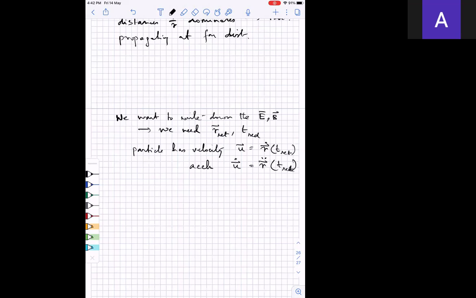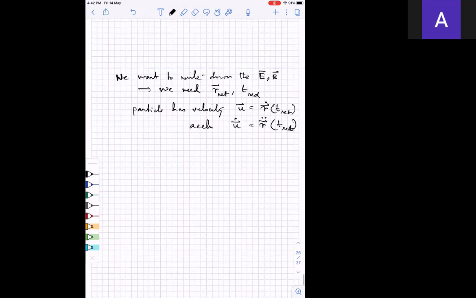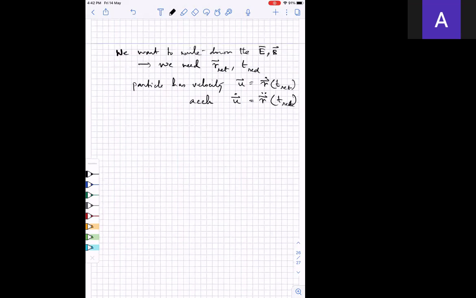So this is what we want. Let me draw a schematic to tell you what we are looking at. So you have a trajectory. Let me draw some trajectory. And let's say this is the present position of the particle.